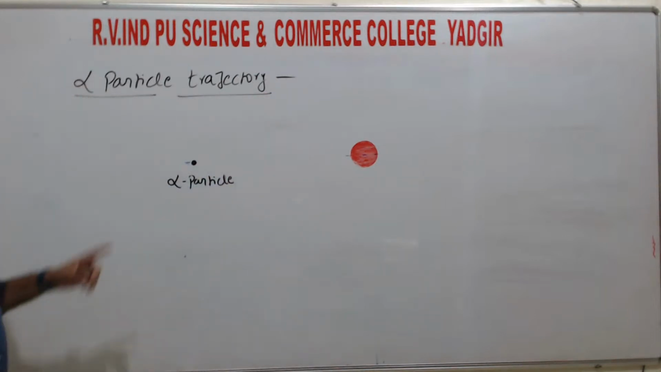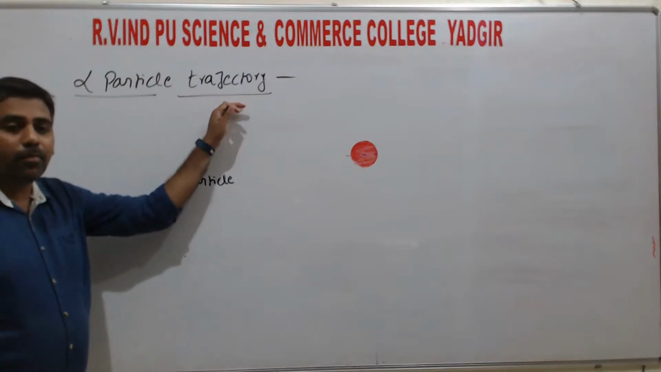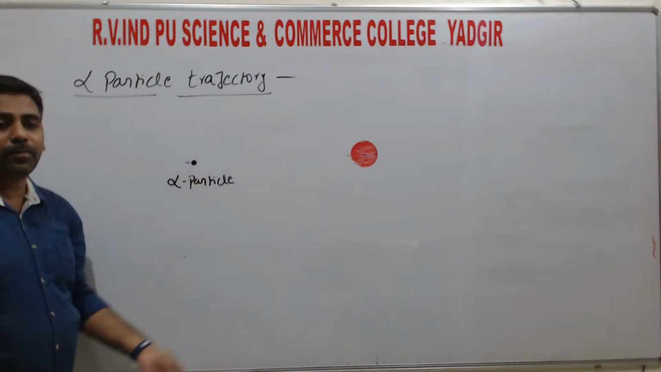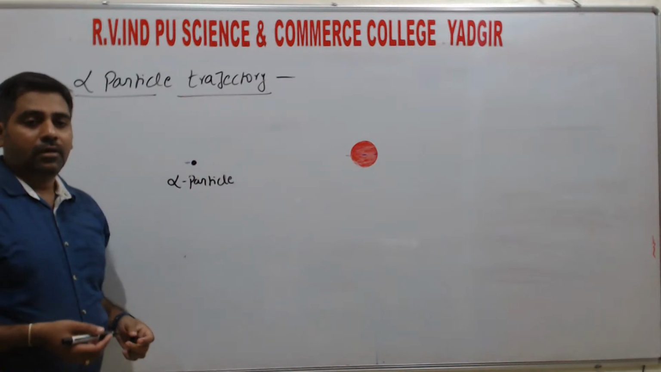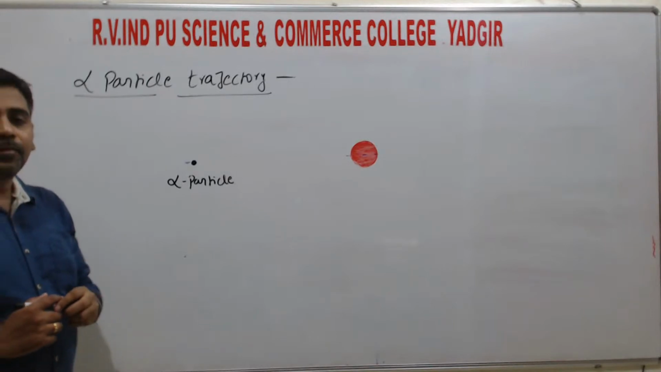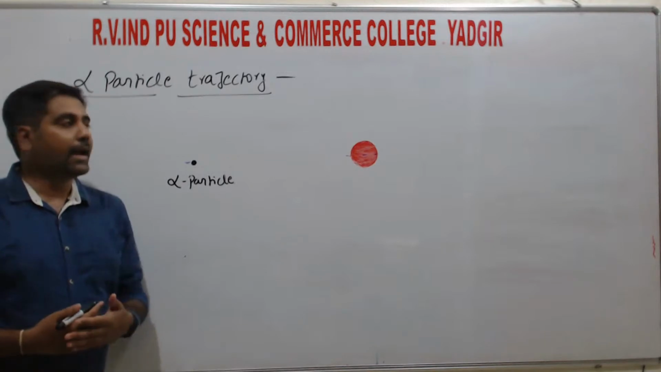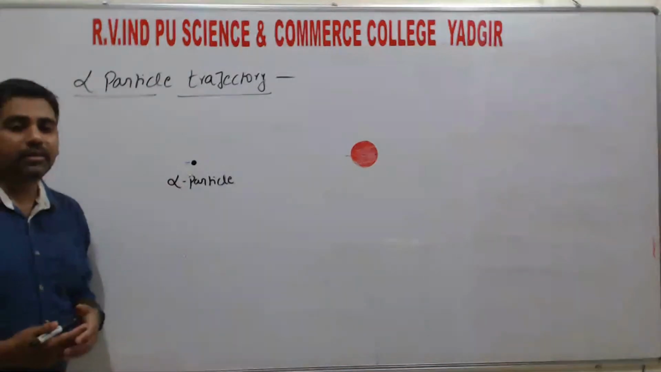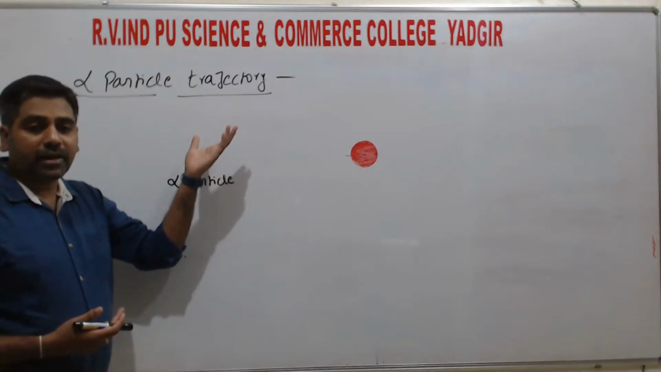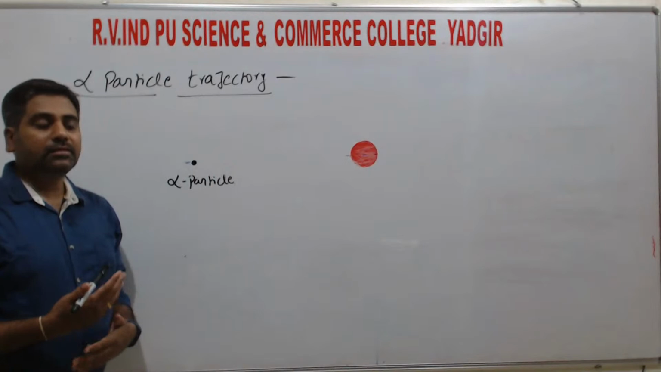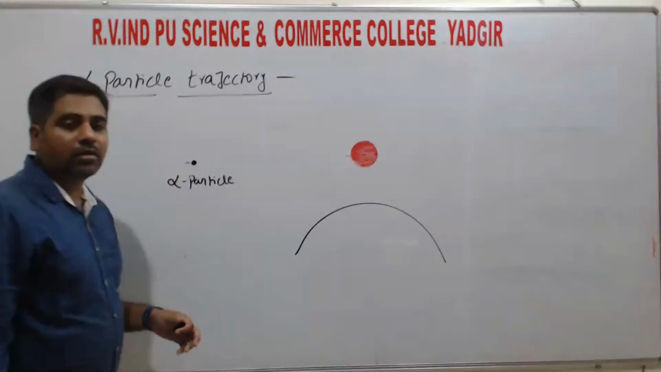So next topic is alpha particle trajectory. What is trajectory? Trajectory is the path followed by a particle in free space. That one we termed as the trajectory. As already studied in class 11, in motion in a plane, as we throw a ball or as the particle moves in a plane, the path followed by that particle is the trajectory of the projectile.